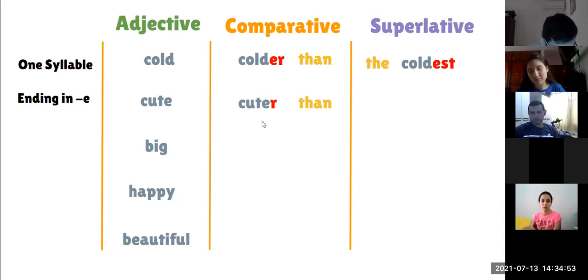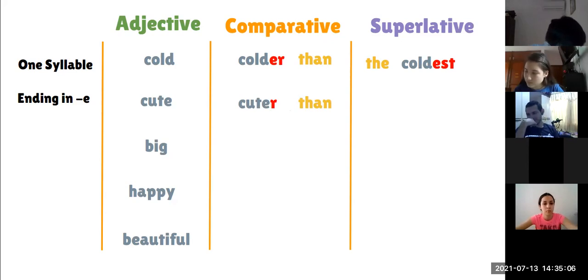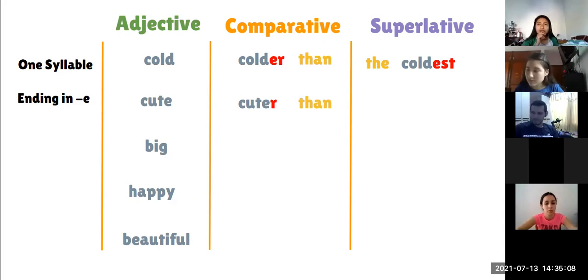Can you give me an example using this comparative, comparing two things? Cuter than. What can we say? Any ideas? My dog is cuter than your cat. My dog is cuter than your cat. Okay, yes, could be.